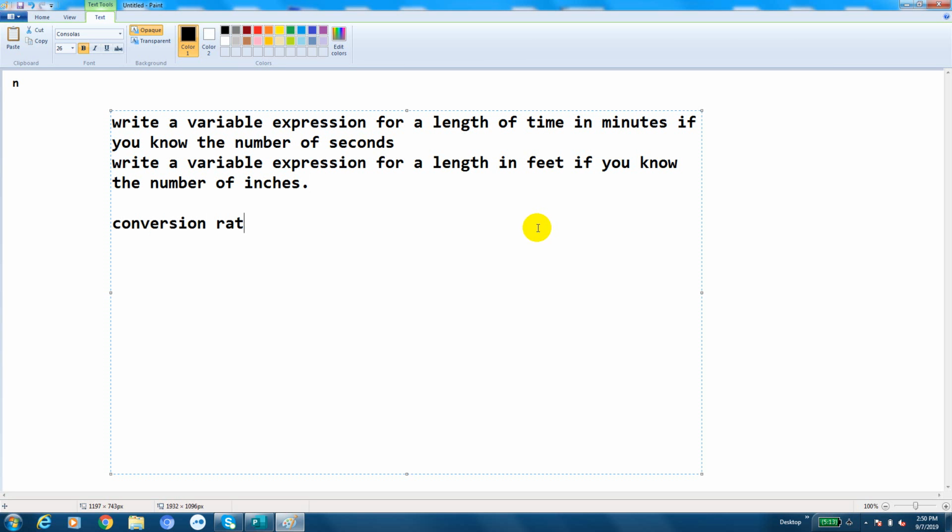That is critical. By the way, any problem that talks about time in minutes and seconds, or feet and inches, or speed, miles per hour, feet per second, kilometers per whatever, per day, all these are rate and ratio problems, and they're all done the same way. The first thing you need is the conversion ratio. You must know the conversion ratio.